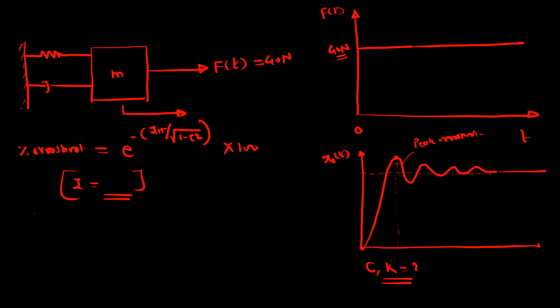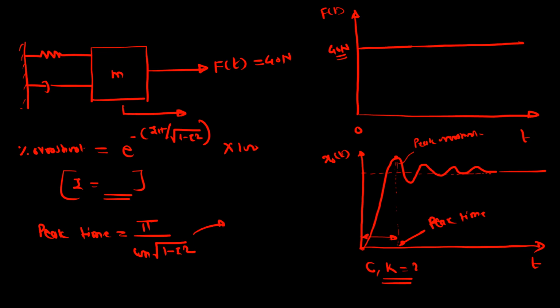Then we will find out the omega n value. So to find out omega n, that is the natural frequency, this time is called the peak time. So this is the time graph or time axis. So this is peak time, that is the time corresponding to the peak overshoot. So we have the formula peak time equal to pi upon omega n square root of 1 minus zeta square. So from this formula, we can get the value of omega n.